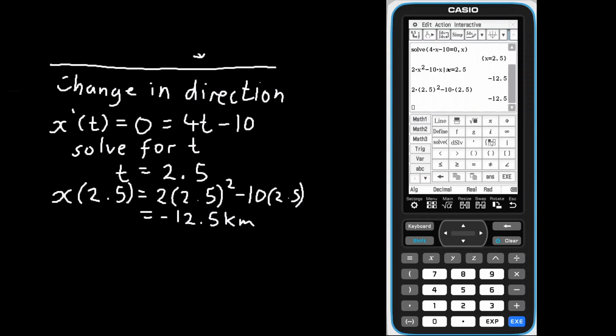So now it's time for part B. This one is asking us to determine the acceleration at 3 minutes. So what is a of 3?